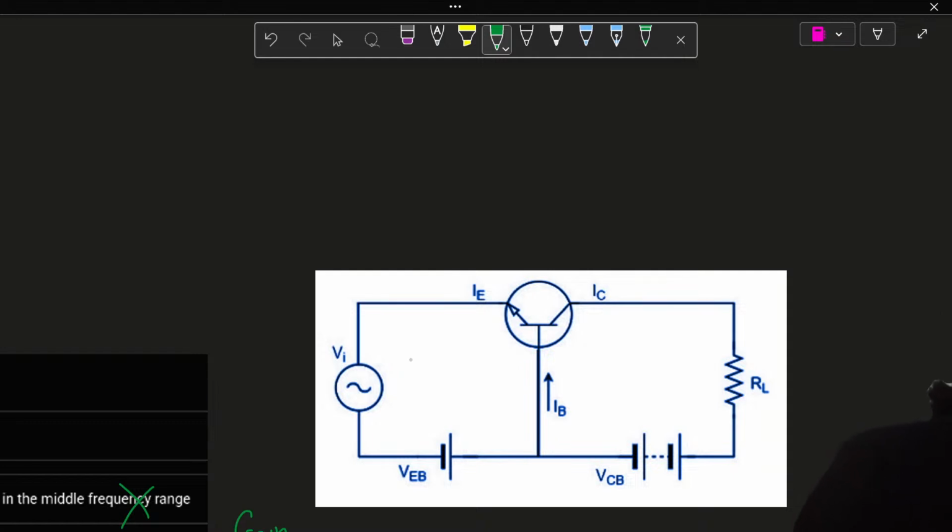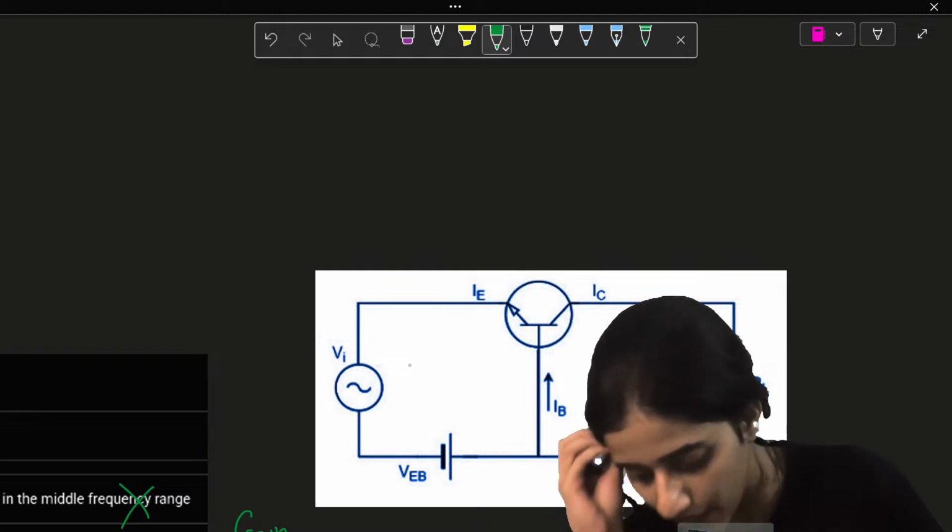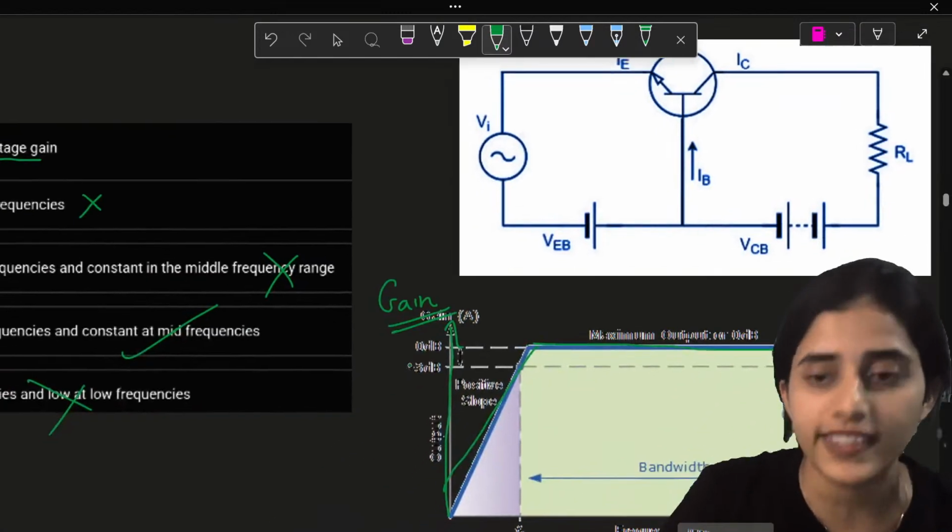But at middle frequencies, which is normal voice, like the one I'm talking in now, here gain is the most stable. That's because the capacitors work perfectly here.